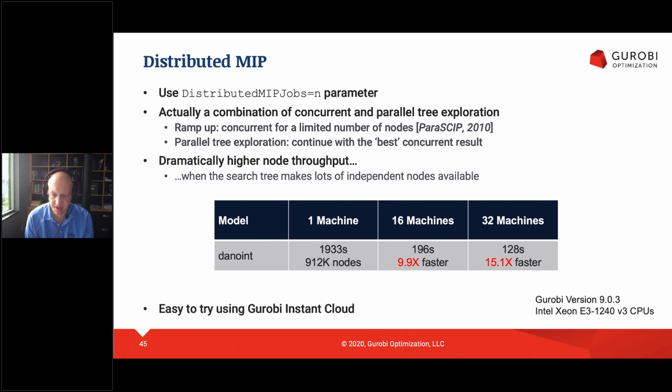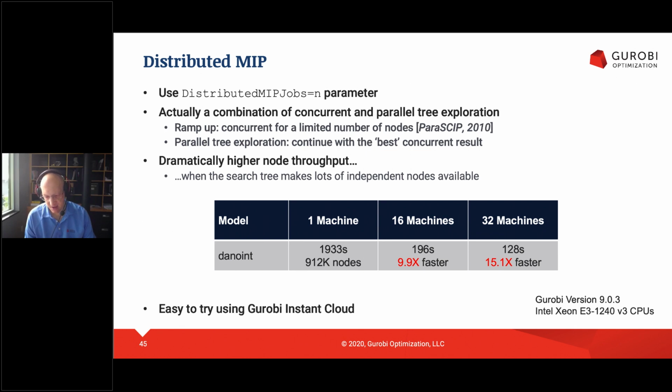And as I've talked about, there are limits to parallelism in MIP, but if you've got a model which makes lots of nodes available, a distributed MIP solver is just going to blow through them very quickly. So here's some measured results from a model from MIPLib, DanoInt. On one machine, this is a 4-core machine, I used Intel Xeon E3s, 4-core machines. One machine, just under 2,000 seconds to solve it, just under 1 million nodes.